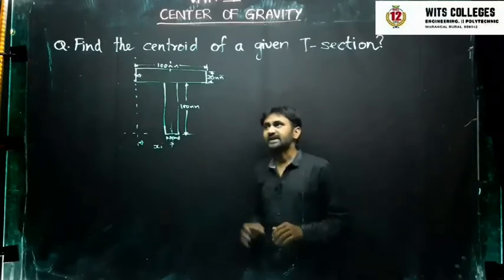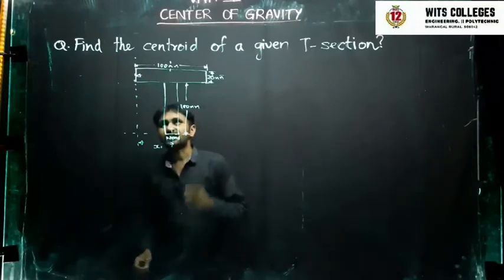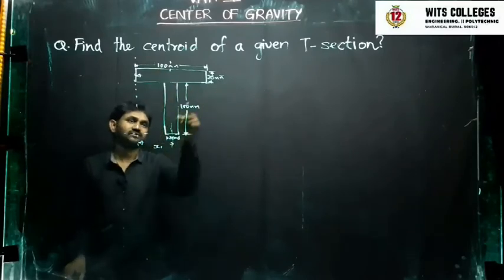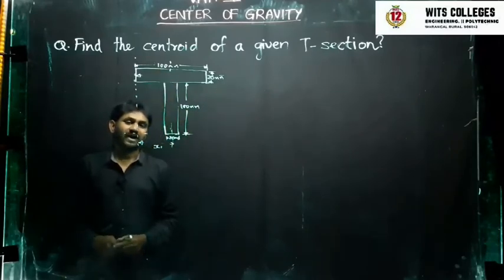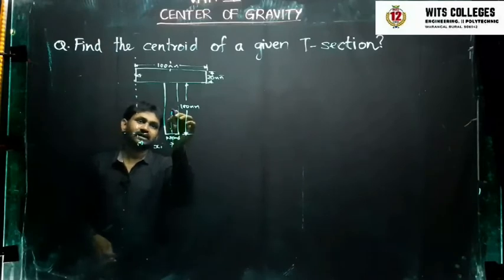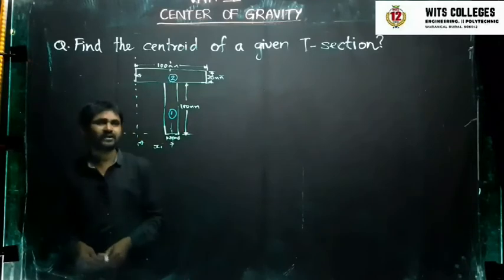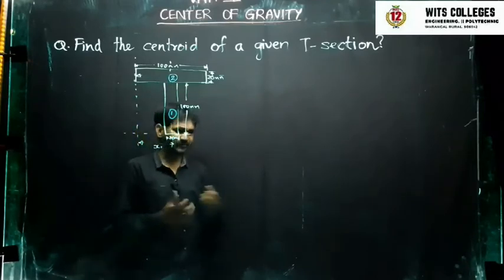It means in the question he gave you the T section. In the T section, he is given like this. It is 100 into 20 mm. This is also 100 into 20 mm. And let me name this as 1 and this as 2, figure number 1 and figure number 2.